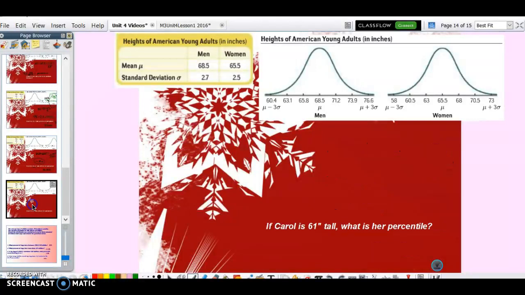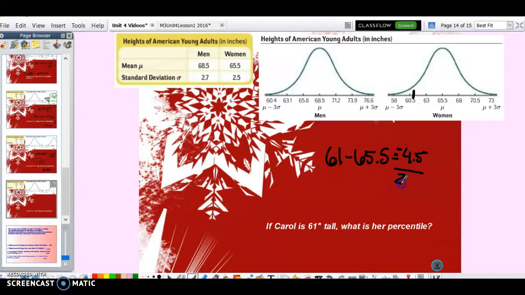One last example quick. Carol's now 61 inches tall. We would put her right up here at 61. We need to convert her to a standard deviation. That's always your middleman. You've got to get to standard deviation. So we take her 61 minus the average of 65.5. And we get 4.5. And then we're going to a negative 4.5, that is, she's shorter than average.